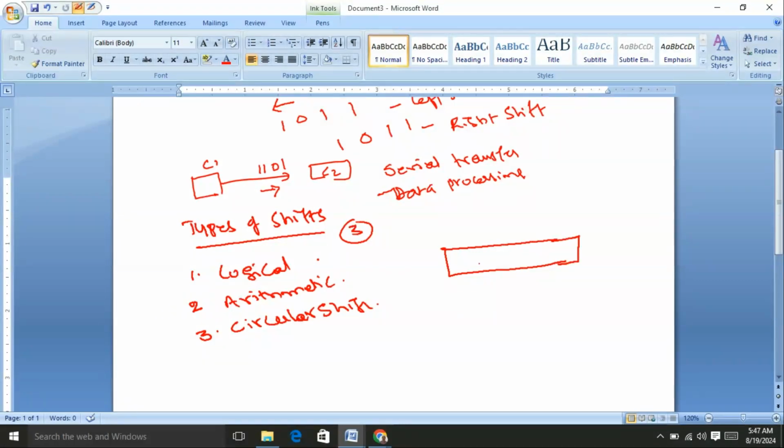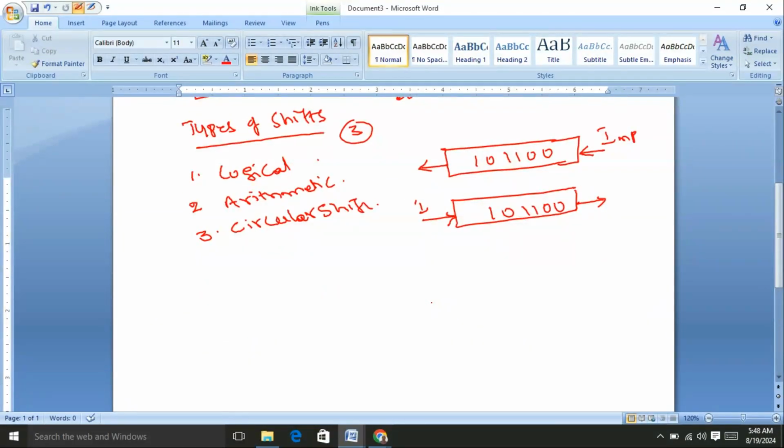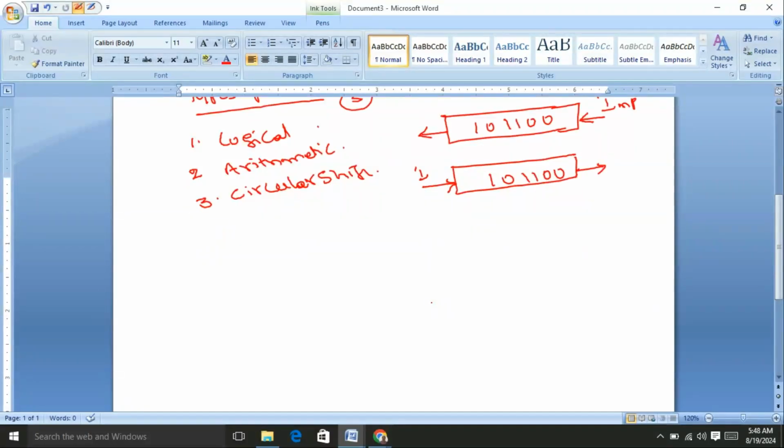Whichever kind of shifting operation we perform, suppose this is the register. There is some data to perform the left shift operation, and inputs are given from the right side. In the same way, to perform the right shift operation, we push the data, giving input from the left side. Hence, finally, there are three shifts, and each shift is again divided into two parts.